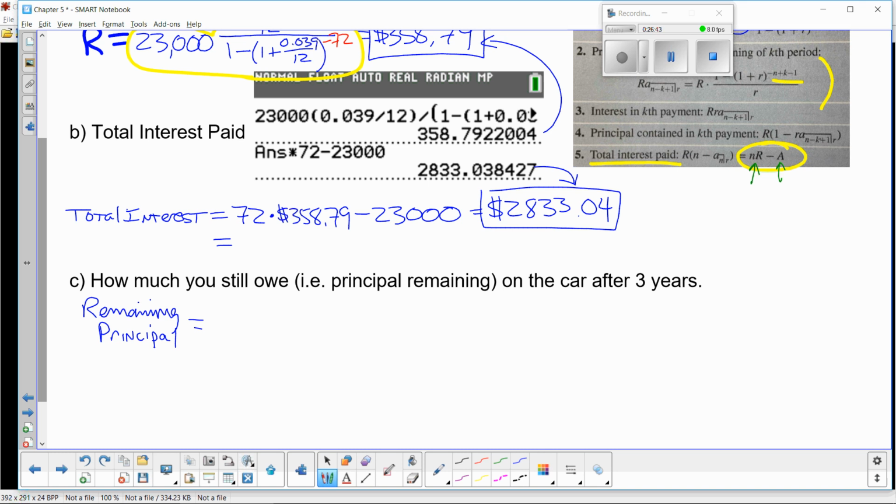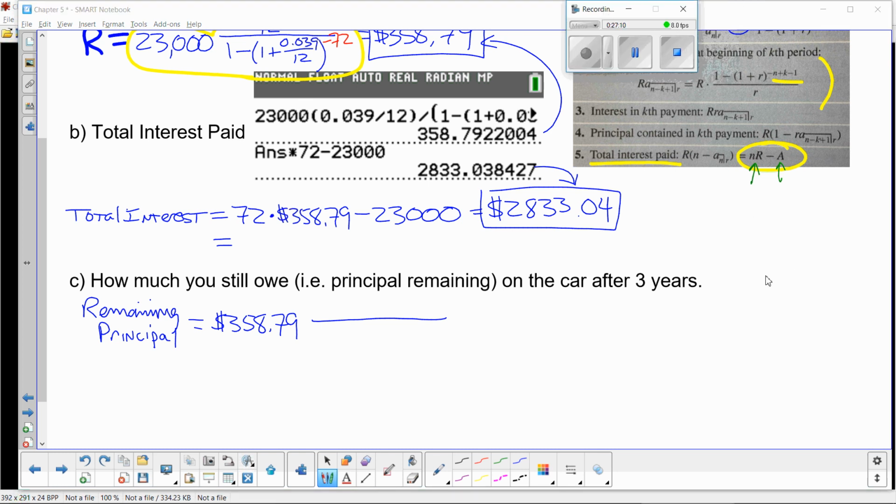Now we go up there, it's going to be R. R is our payment. So that's going to be the 358.79 times a big fraction, and it's going to be 1 minus parenthesis 1 plus R. R is our 0.039 divided by 12.